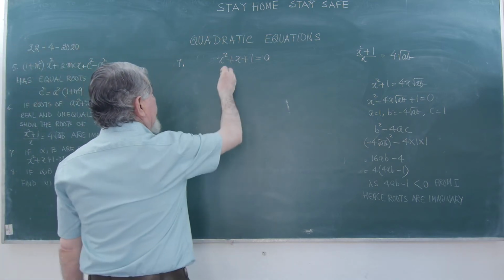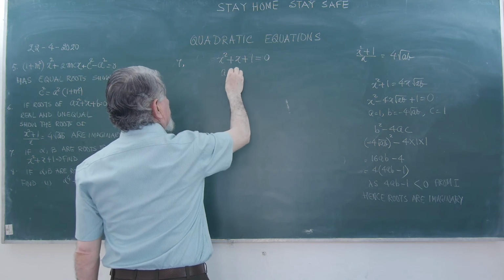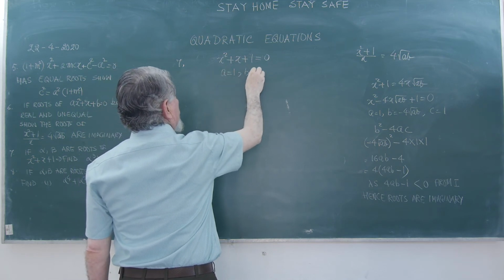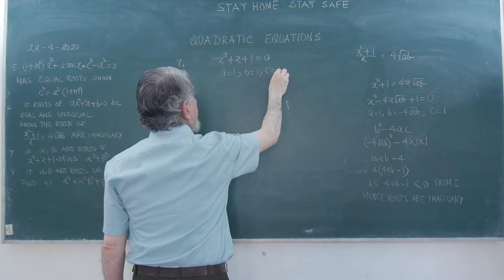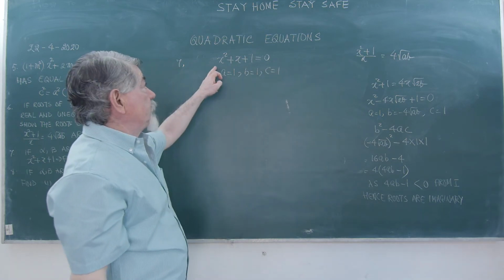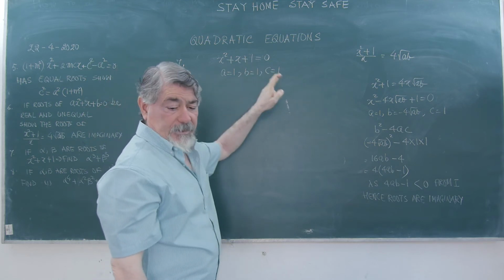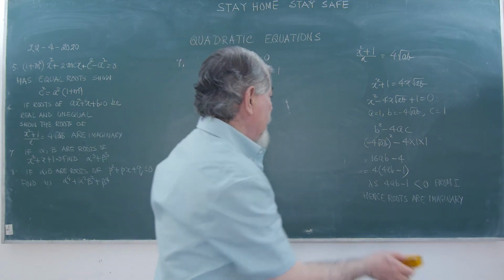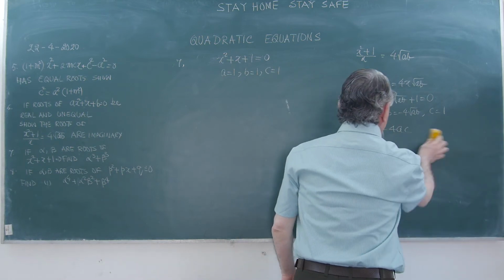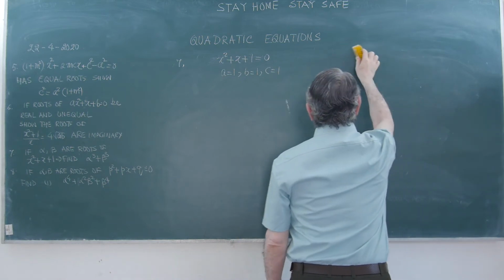So a is 1 here, b is 1, and c is 1. A is the coefficient of x square, which is 1, b is the coefficient of x, which is 1, and c is the absolute term, which is 1. He says alpha and beta are the roots of this equation.